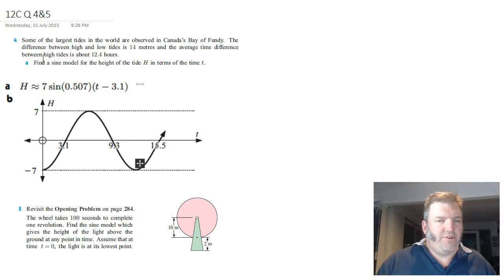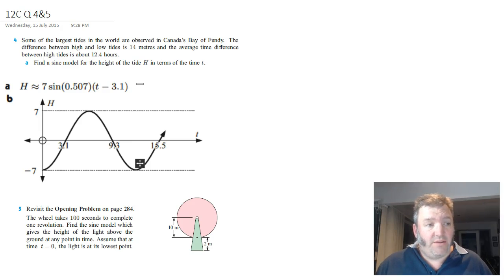Hey guys, just a couple of questions we've got from 12C here that a few people have sent through, questions 4 and 5. The first one, some of the largest tides in the world are observed in Canada's Bay of Fundy. The difference between high and low tides is 14 metres and the average time difference between tides is 12.4 hours. Find a sine model for the height of the tide in terms of the time.